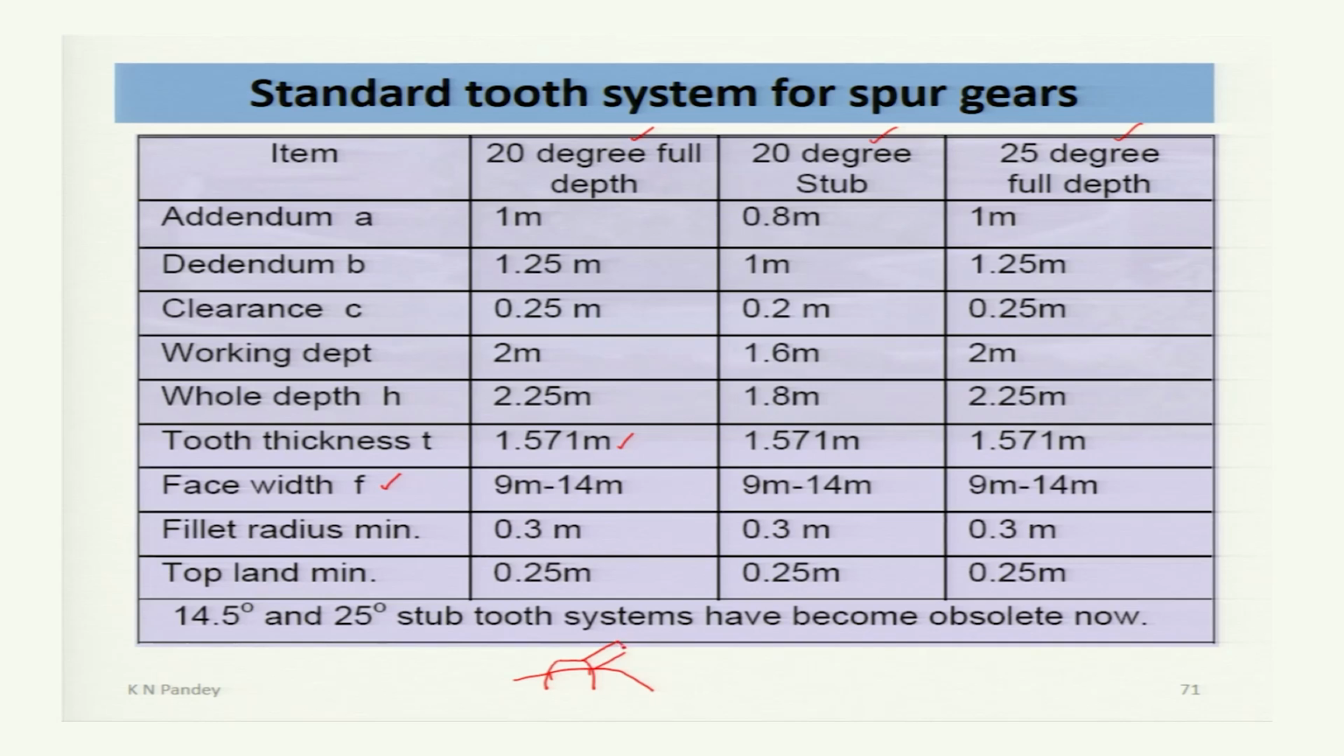This is called the face. This is the face, like this. The face width is given by standard face widths. Then the fillet radius. So there will be a fillet. This fillet radius minimum will be 0.3 times module for all the cases. Then top land is this one. Top land minimum will be 0.25 m for all the cases.